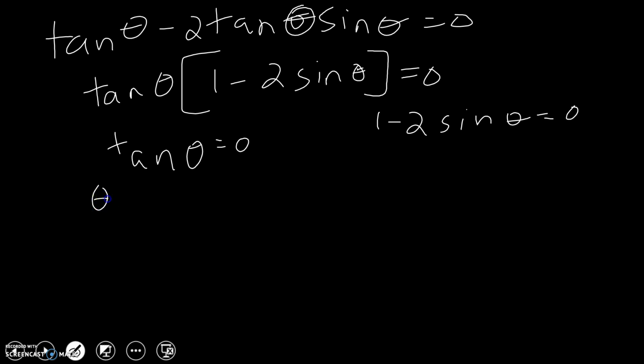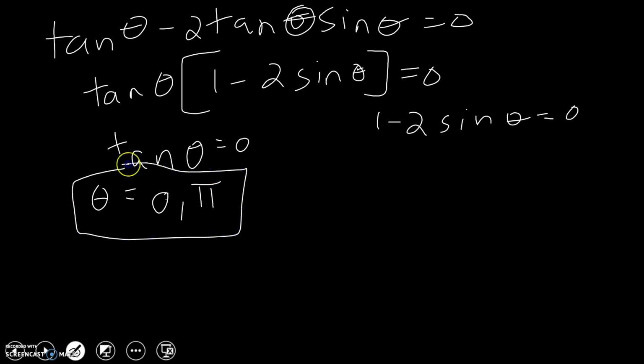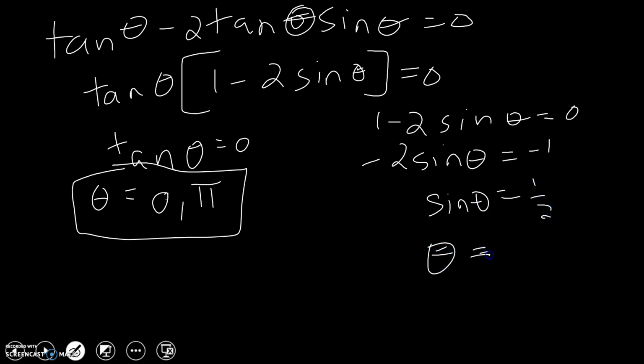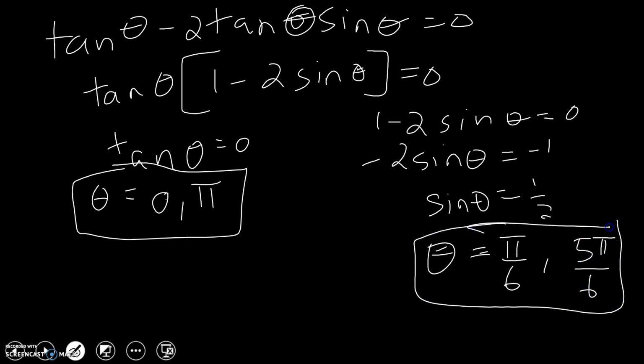So where does tan theta equal 0? At 0 and pi. So that is going to be your one answer. And your second answer is going to be negative 2 sine theta is equal to negative 1. Sine theta equals 1/2. So theta is going to be at the angle where sine equals 1/2. And sine equals 1/2 at pi over 6 and 5 pi over 6. There we go. That is your answer.